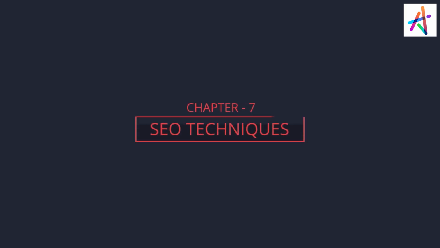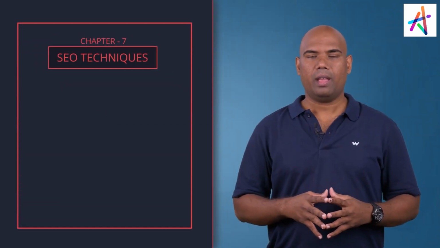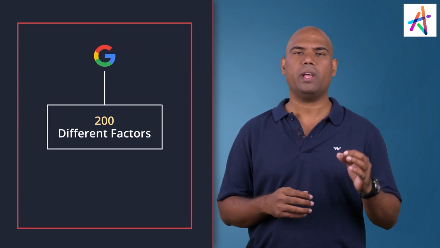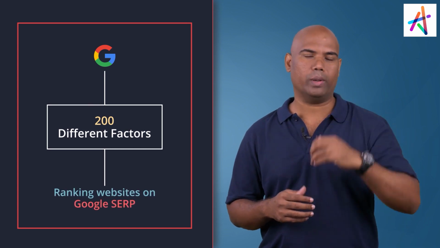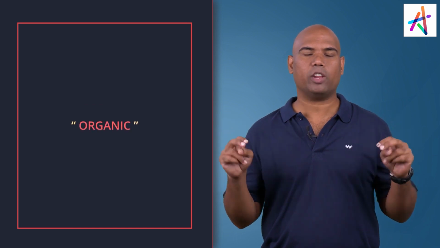So now we are going to talk about an interesting topic called SEO techniques. Like I told you, Google has 200 different factors that it considers in order to rank a website on Google search engine. But obviously, when I said organic, it also meant natural. Google is going to rank a website, and in order to rank a website, experts say it can take anywhere between 4 to 8 months. And of course, it also depends on the competition for a specific keyword or the search query.